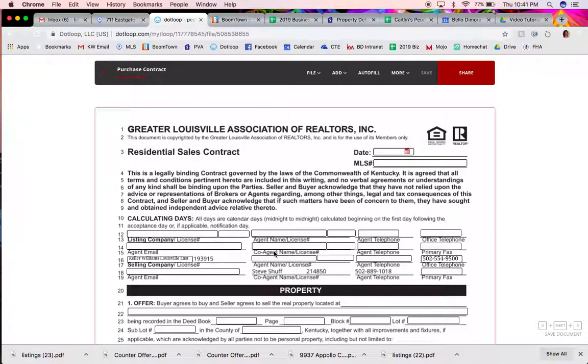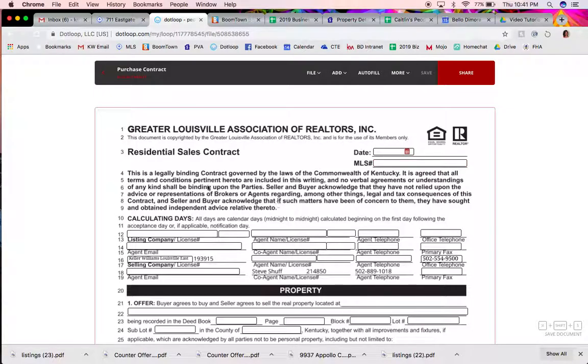So you want to make sure you don't skip the crucial stages on the top, which is filling in the date and filling in the MLS number. Now, if you are making an offer on a property that is for sale by owner or an unlisted property, maybe new construction that's not on the MLS, then you would just write NA right there.